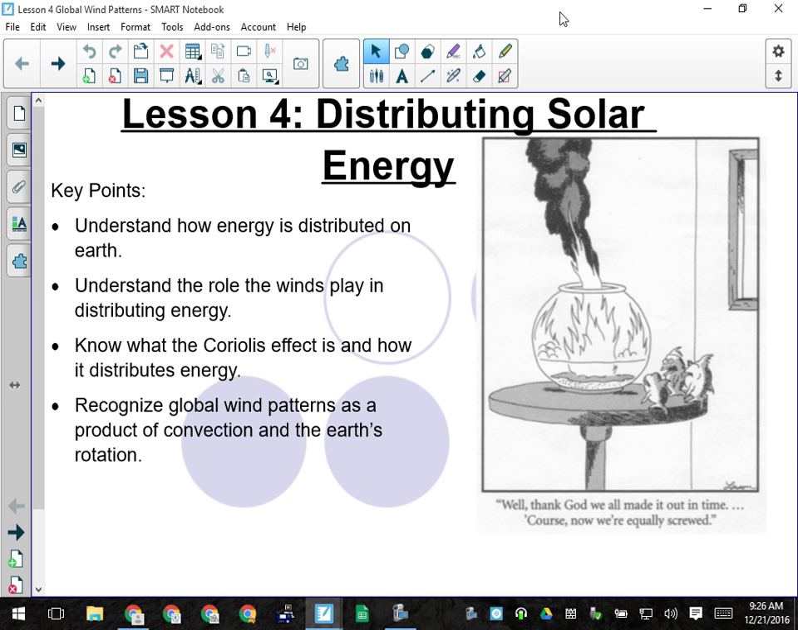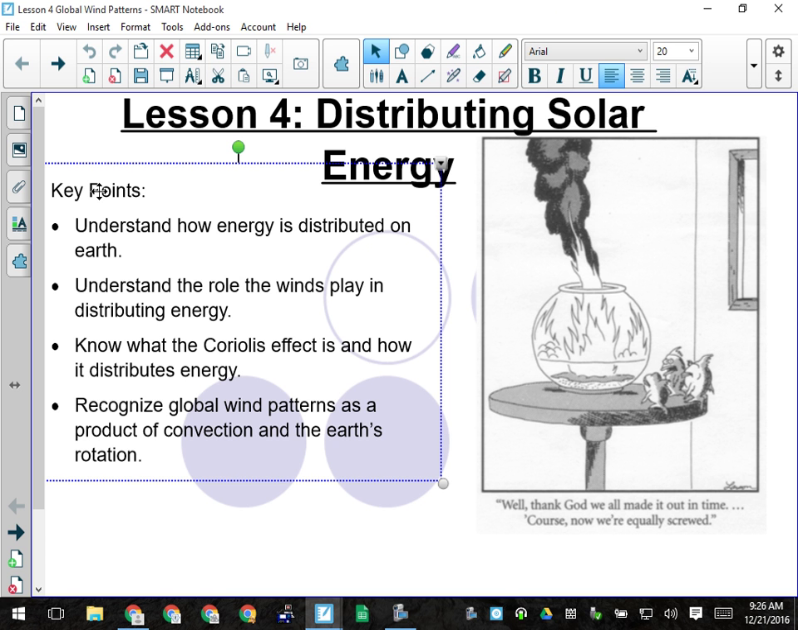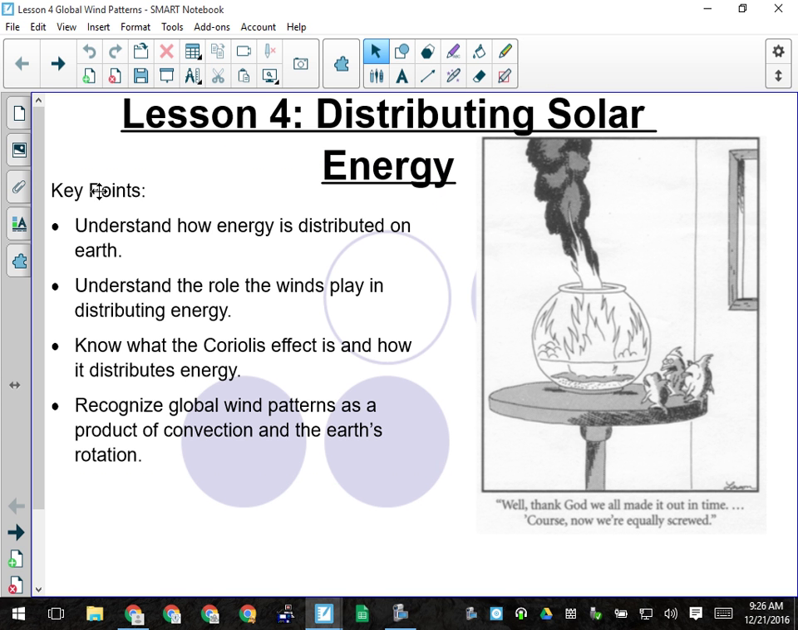Okay, so what we want to get out of today is to understand how energy is distributed on Earth. We just finished talking about the mechanics of that, convection. Now we're going to look at convection specifically as wind, and all the wind mechanisms present on Earth that help to move around the sensible heat and the latent heat. Understand the role winds play in distributing energy.